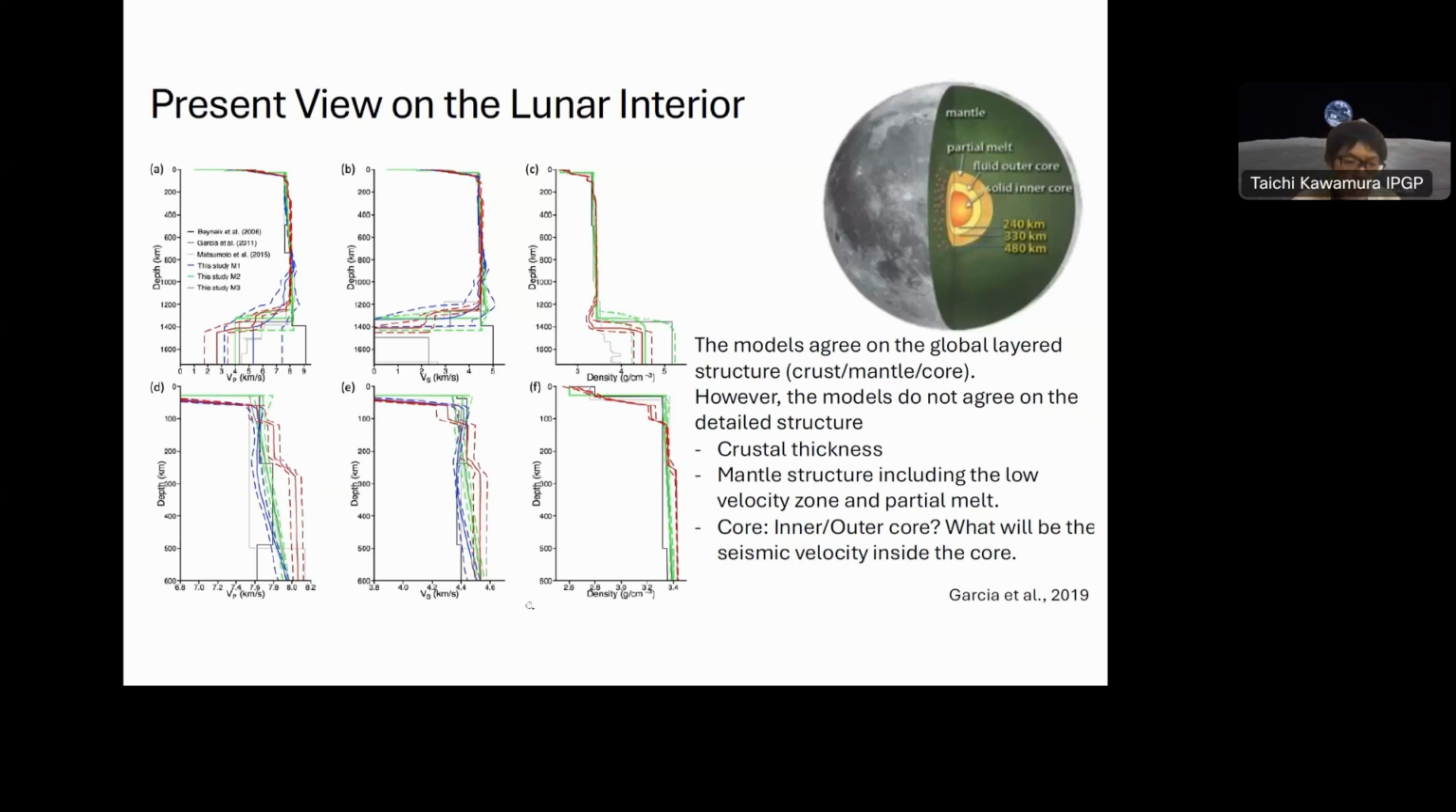I would also like to point out that even for shallow structure, we still have a debate about whether there's, for example, a low velocity zone around 200 kilometers. This is very important because it constrains the internal dynamics inside the mantle, which in turn constrains the activity of the Moon today. So while we have some very global, general idea of the internal structure, we still have many details to be constrained.